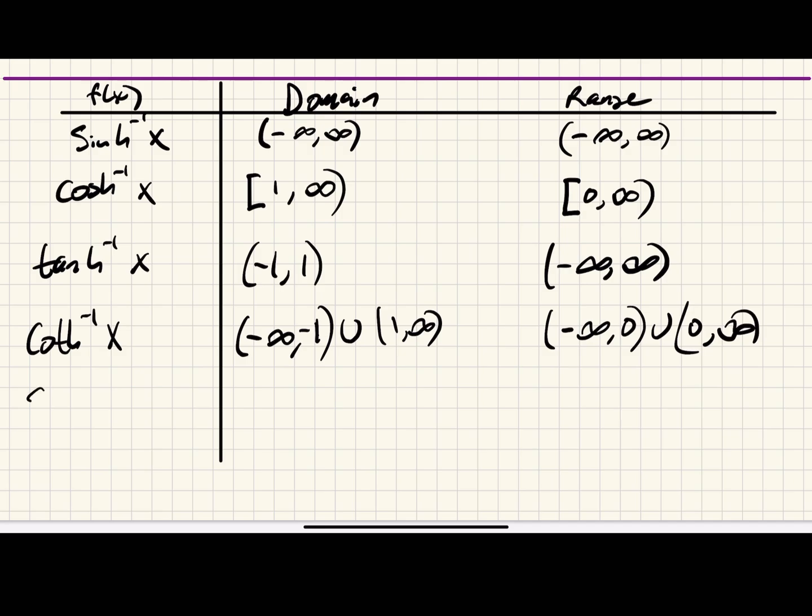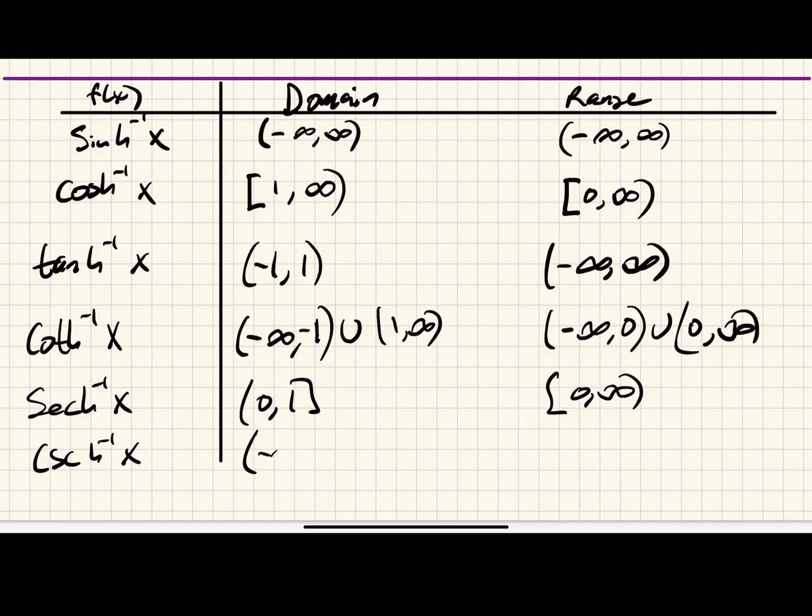Hyperbolic secant is going to go from 0 to 1 domain, and then 0 to infinity for range. And you can kind of imagine about cosine and secant, right? They are inverses of each other for trig functions. And then hyperbolic cosecant, minus infinity to 0, union 0 to infinity. And then same thing, minus infinity to 0, union 0 to infinity.